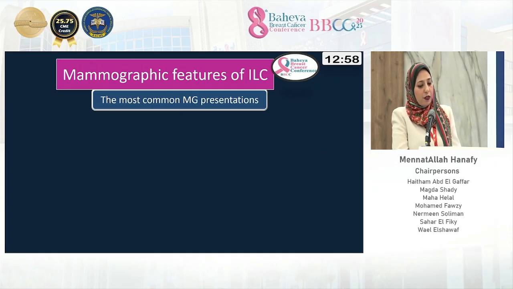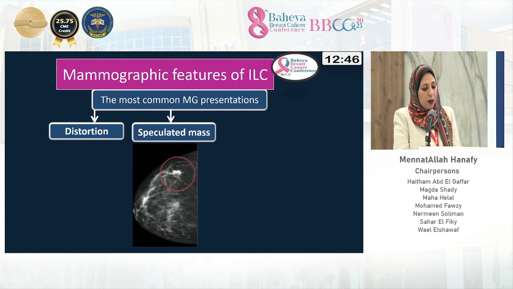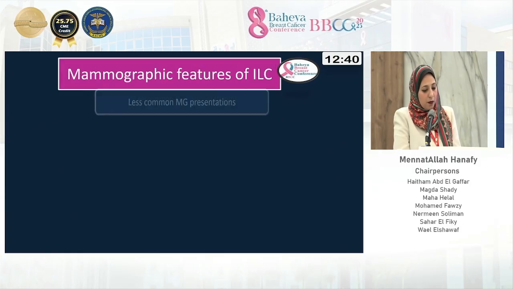Then, the mammographic features of invasive lobular carcinoma. The most common mammographic presentations are distortion, as in this case, left upper outer quadrant distortion, pathologically proven invasive lobular carcinoma, spiculated mass lesion, and asymmetry, as in this case.